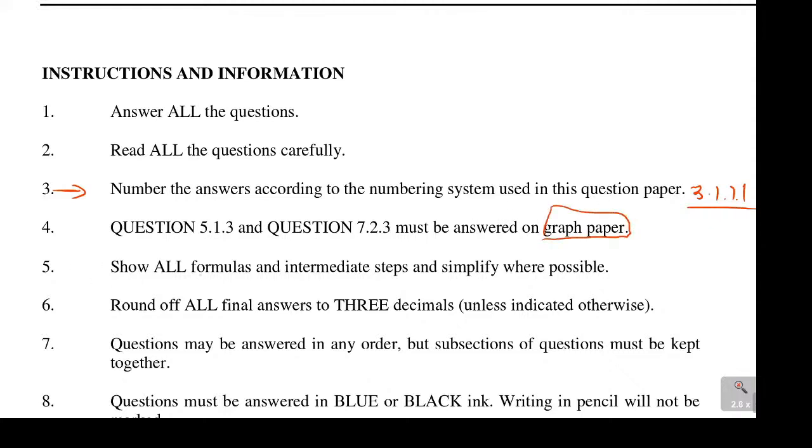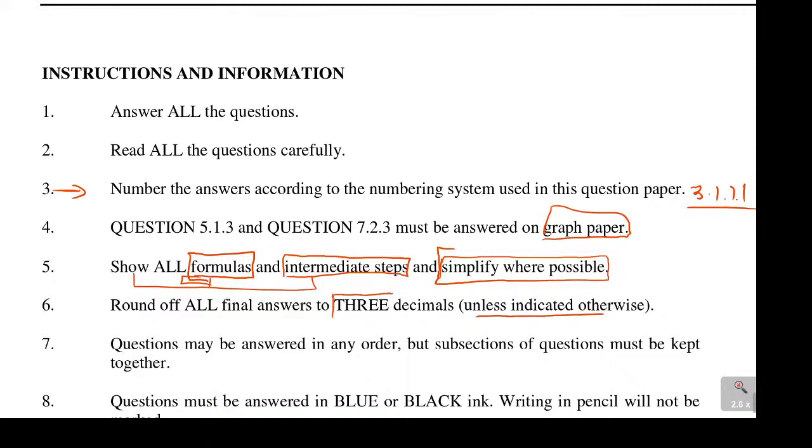It says show all formulas. You see, it's a very important part. Make sure that you write the formula as is first before you substitute. And then it says intermediate steps, you need to show them, as well as simplify where possible. So don't leave your answer not simplified; try to simplify as far as possible. The next part says round off all final answers to 3 decimal places unless indicated otherwise. So every answer that we get which has decimals, we're going to round off to 3.